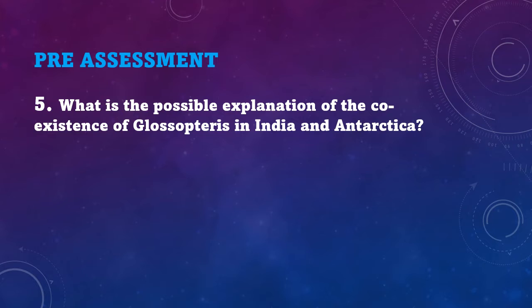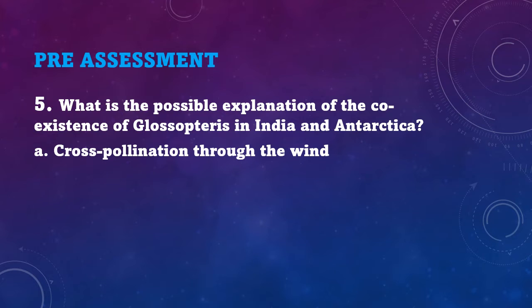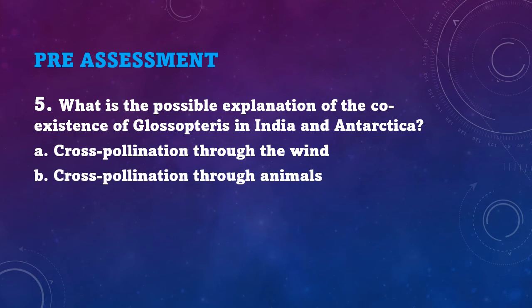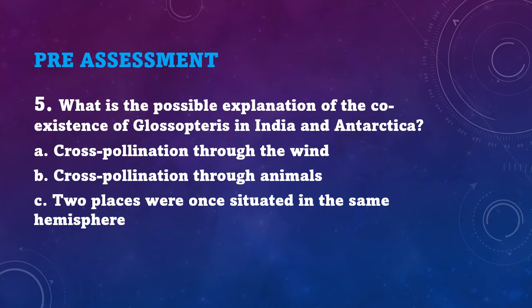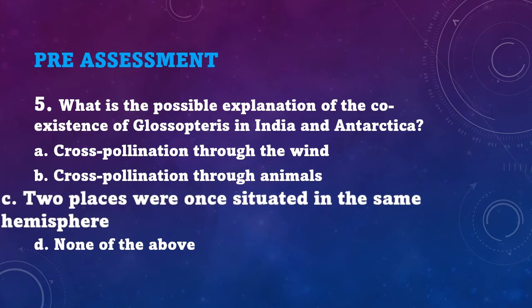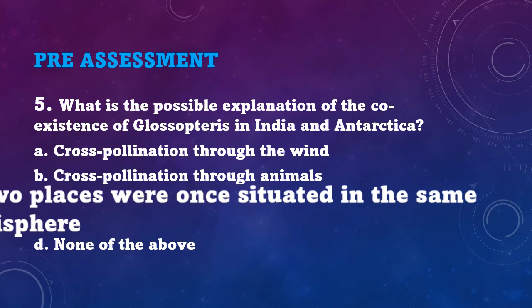And finally, for number 5, what is the possible explanation of the coexistence of Glossopteris in India and Antarctica? Letter A. Cross-pollination through the wind. Letter B. Cross-pollination through animals. Letter C. Two places were once situated in the same hemisphere. Or letter D. None of the above. The correct answer is two places were once situated in the same hemisphere. Congratulations! Let us now proceed.